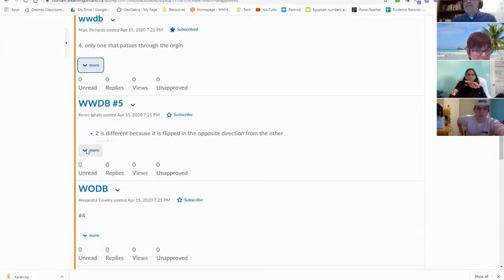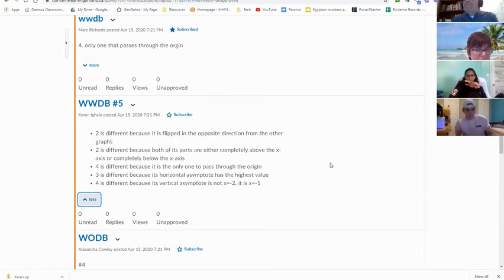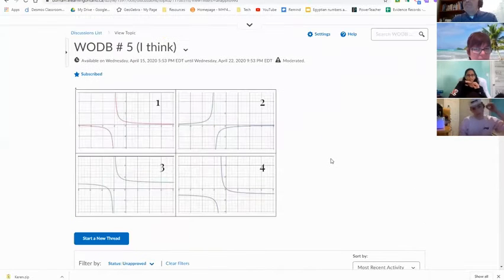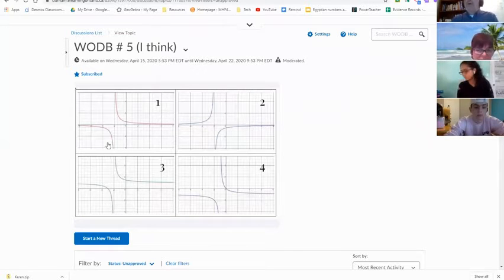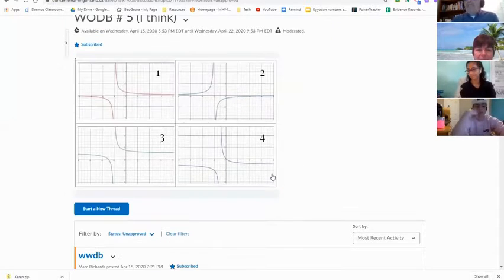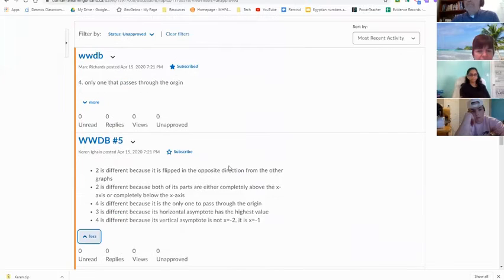Karen: Number 2 is different because it's flipped in the opposite direction of the others. Oh, interesting. Everybody see that? In other words, 1, 3, and 4 are always decreasing, but number 2 is always increasing, which makes it look different. So you don't have to follow here. I can read them for you, and you can just keep looking at them.